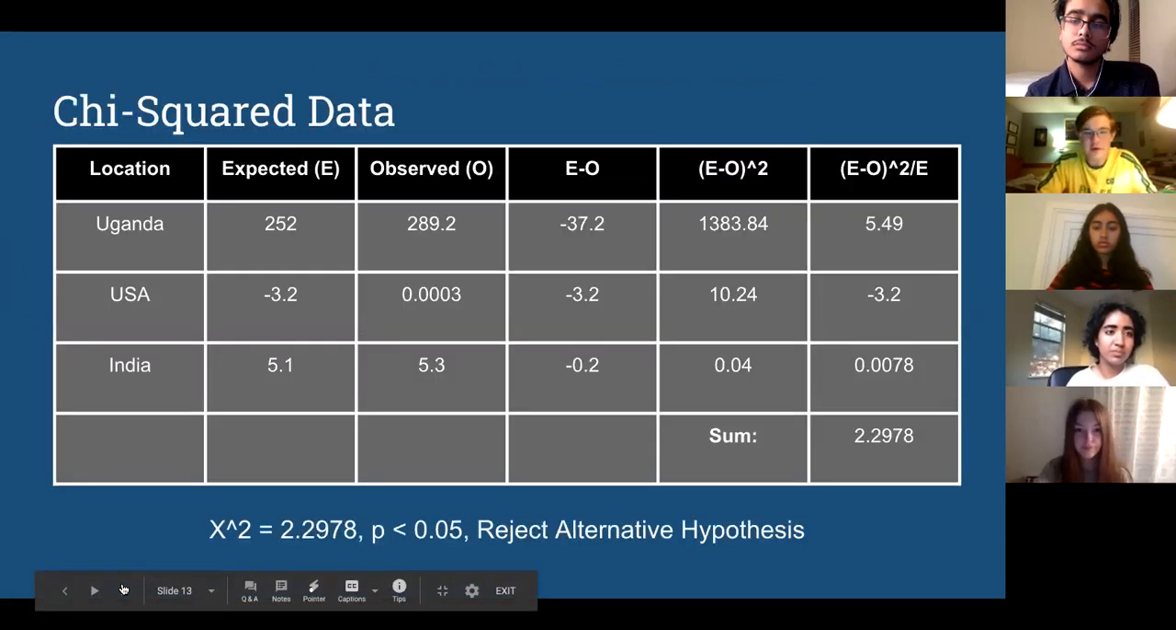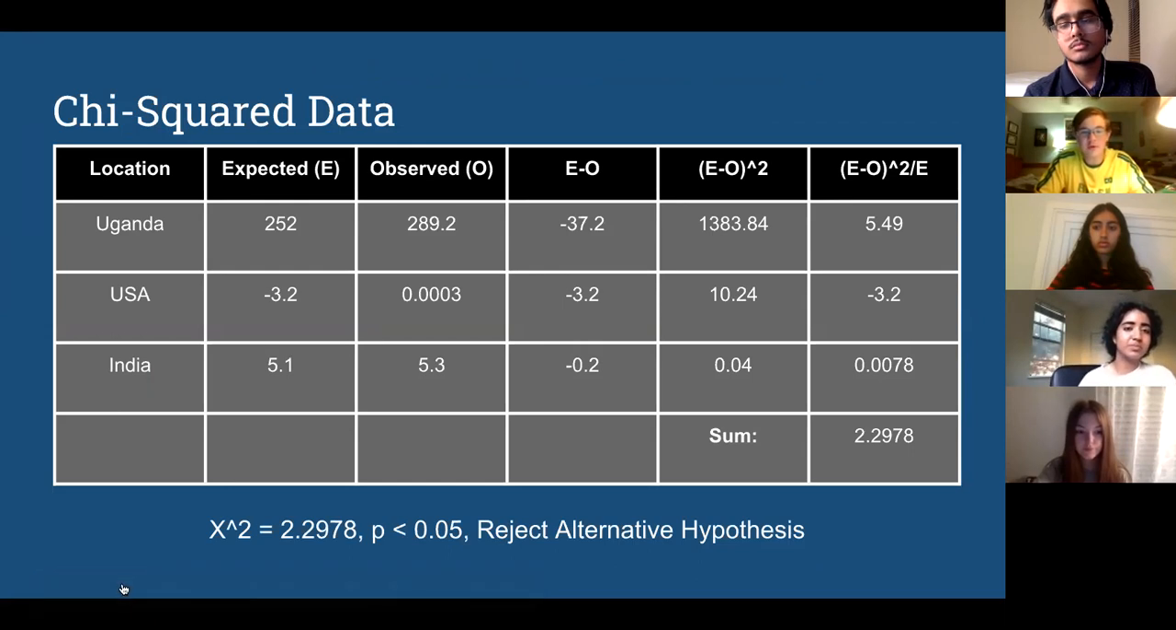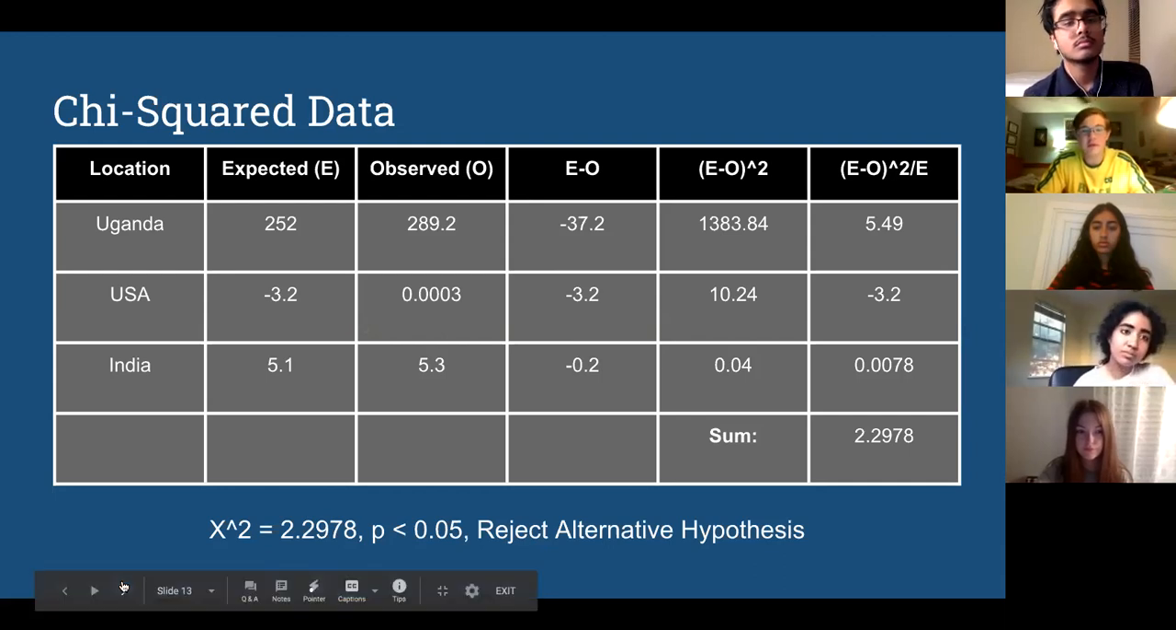For our chi-squared test, we determined a value of 2.29. Because this was less than our critical value at p equals 0.05, we rejected our alternative hypothesis. This means that we found there to be some sort of relationship between the independent variables and the dependent variable.